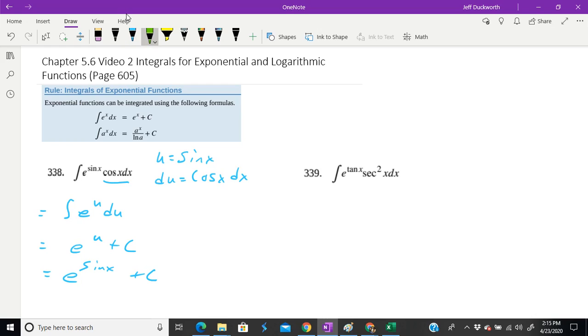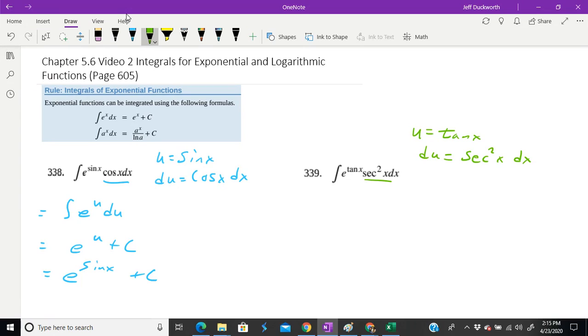All right. This one's going to be similar. Here, what we have in the exponential is tangent. The derivative of tangent happens to be secant squared. So we let our u equal tangent of x, which makes our du equal to secant squared.